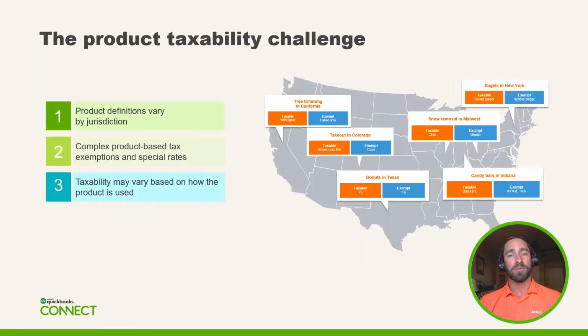So let's talk for a couple minutes about taxability. This is, again, one of the number one things people have a very difficult time with. And there's some really cool examples. I'm not going to read all of them, but the map over here gives you an example of whether something's taxable in one state or exempt.